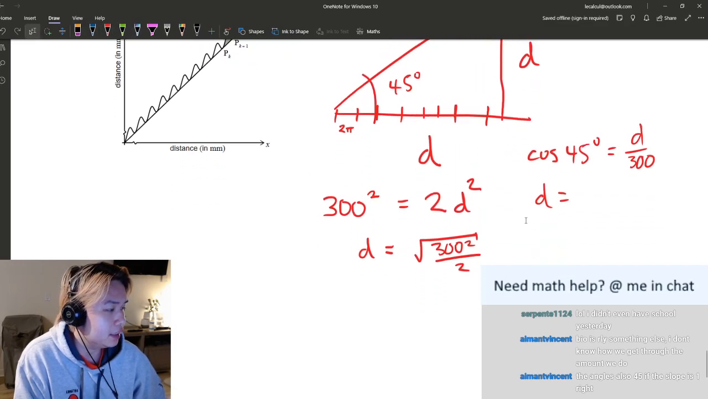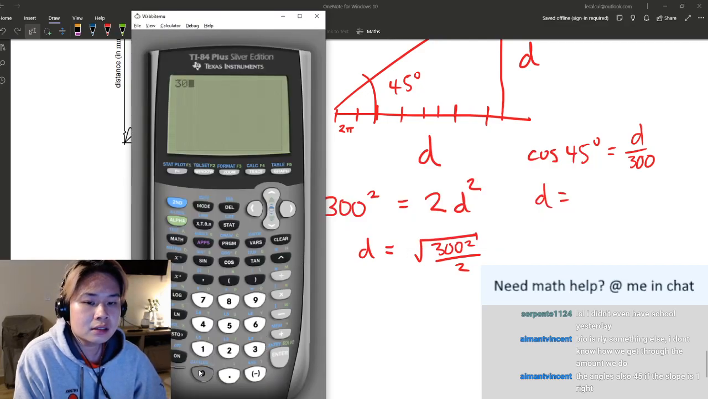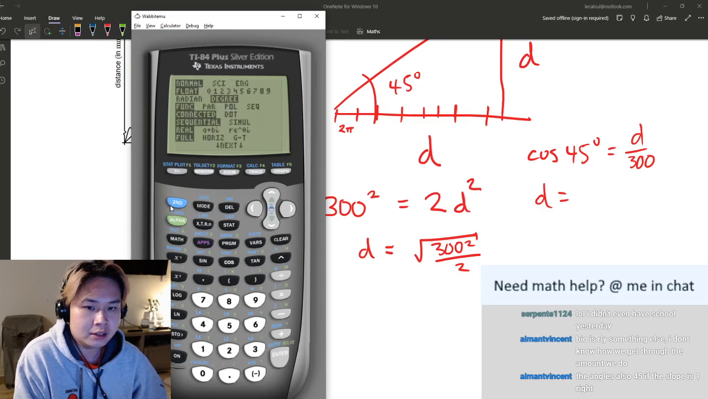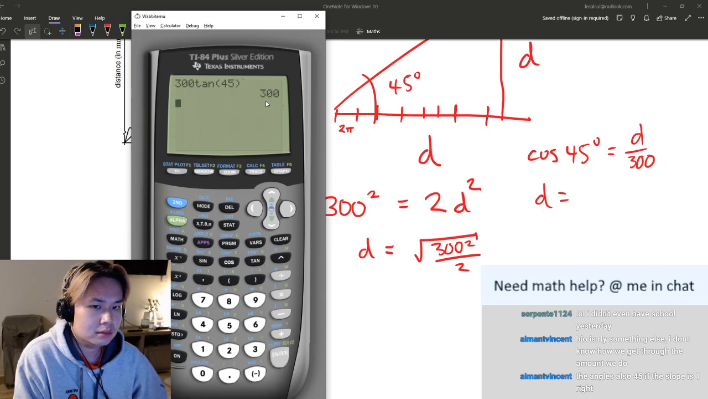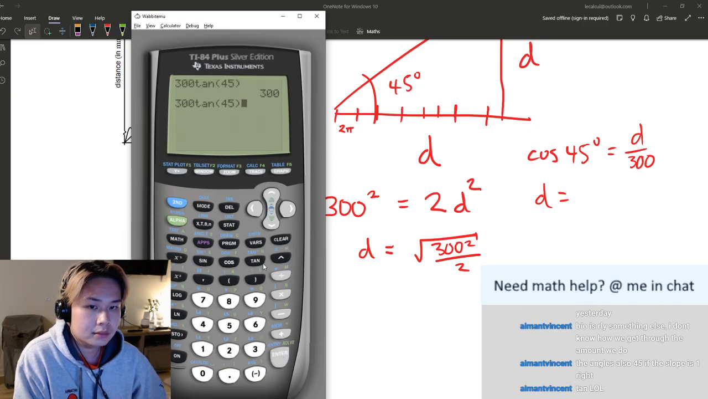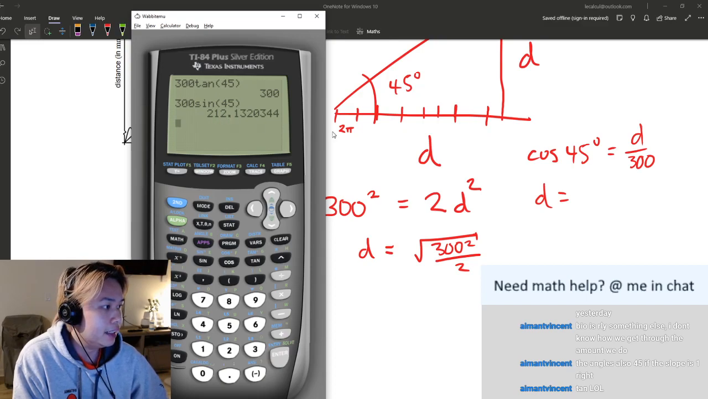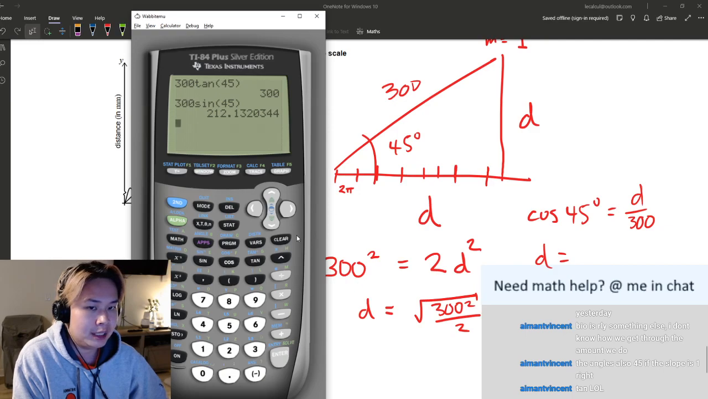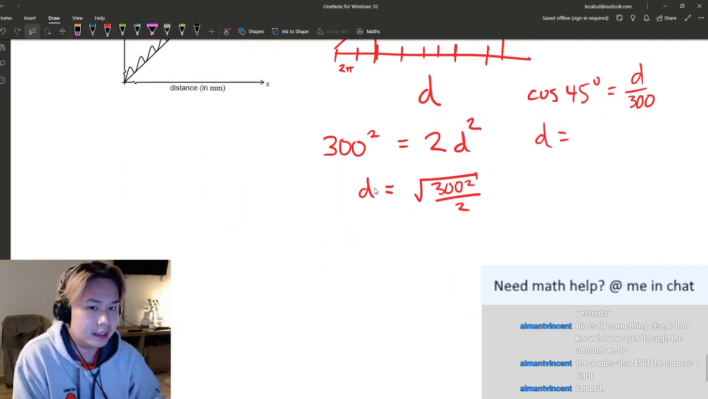So the horizontal distance of the saw is 300 times cos 45, although am I in degrees? Yes, I am. Oops, not tan. Oh, sine and cosine are gonna give me the same result, so it doesn't matter which one I use. So 212. And then I'm going to find out how many teeth there are, so then I divide this by 2 pi. And we should have 33 teeth, complete teeth.